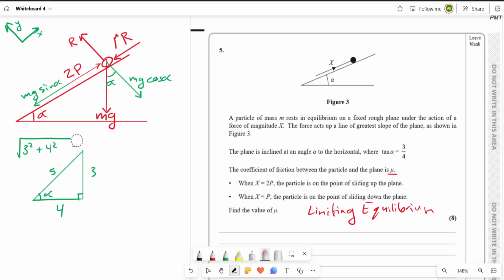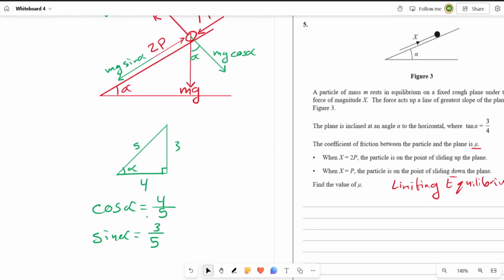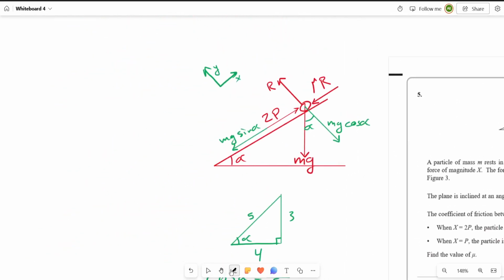Now, this will allow me to get the answers for cosine alpha and sine alpha, because clearly I need them in my solutions. So cosine alpha is going to equal adjacent over hypotenuse. So adjacent is 4, hypotenuse is 5. Sine alpha is going to be opposite, which is 3, over hypotenuse, which is 5. Now I'm ready. Let's now resolve and get our equations of motion.